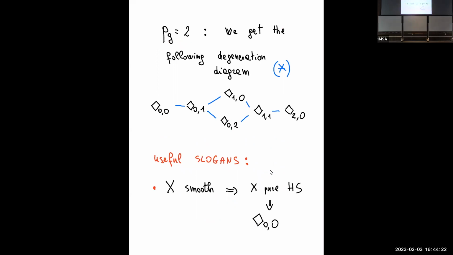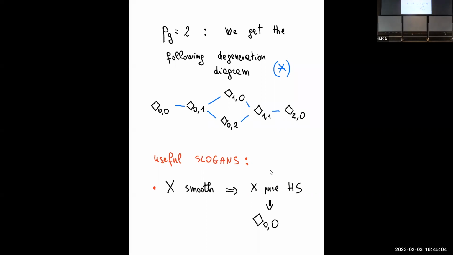And the key point is that if we have pg equal to 2, we have the following degeneration diagram, which means that we start with the diamond (0,0), and we arrive on the right at the diamond (2,0), which corresponds to the dimension pg equal to 2, so we have no room for many things to do. And the Hodge vector is (2, h^{1,1}, 2). Okay, so in this case we have this kind of degeneration.